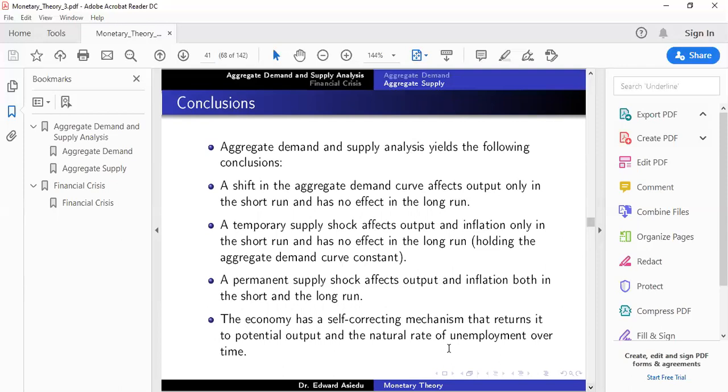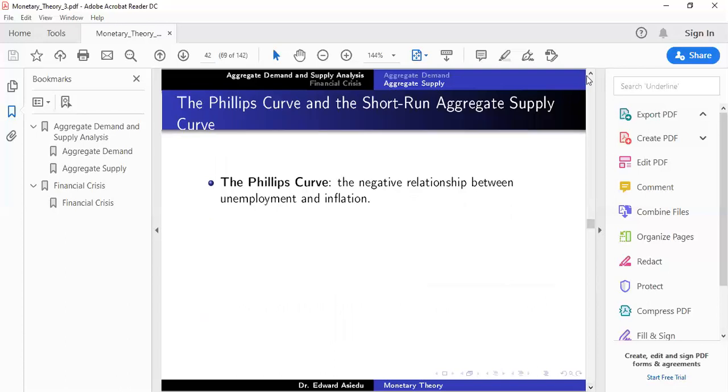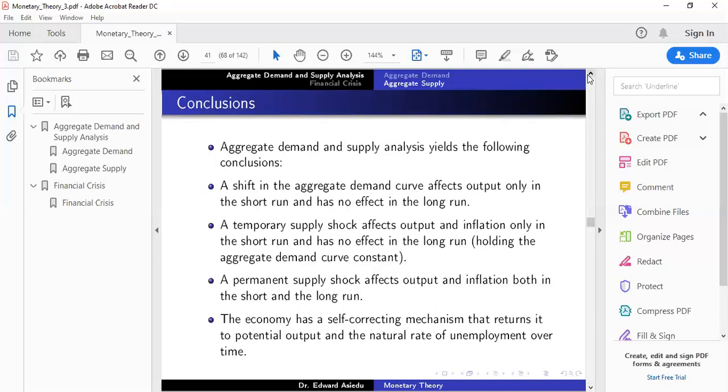Okay. And we are saying that the economy has a self-correcting mechanism that returns it to its potential output at the natural rate of unemployment over time. So you always return to your potential output. Okay. Even a permanent supply shock, you return to your potential output, but to a new potential output. All right, so that summarizes the shift factors coming from aggregate demand and also aggregate supply.